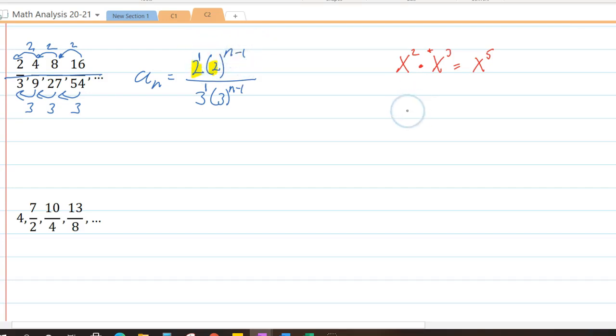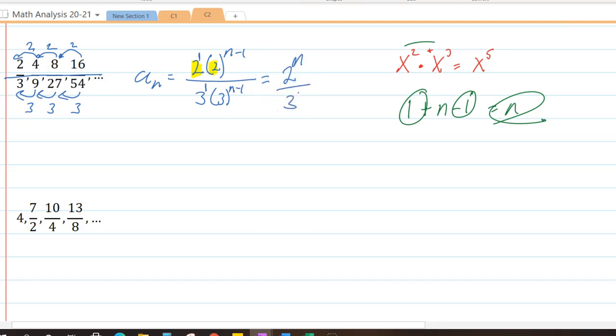So let's do that as a side problem. 1 plus n minus 1. Well, what's 1 minus 1? It's 0. So that would simply give me n. And we're going to do that on both the top and the bottom. 1 plus n minus 1 is going to give me just a plain n. We do this, again, because like bases, add the exponents. And that gives me a simplified answer of 2 to the power of n over 3 to the power of n.